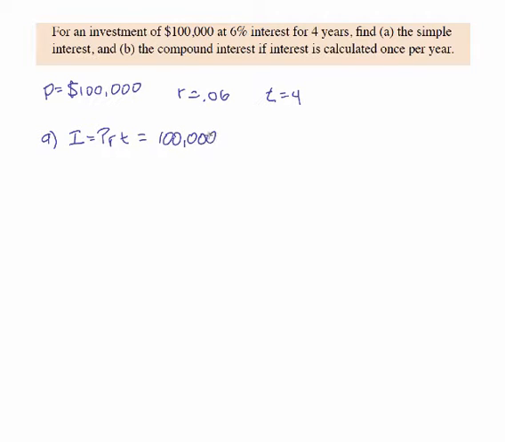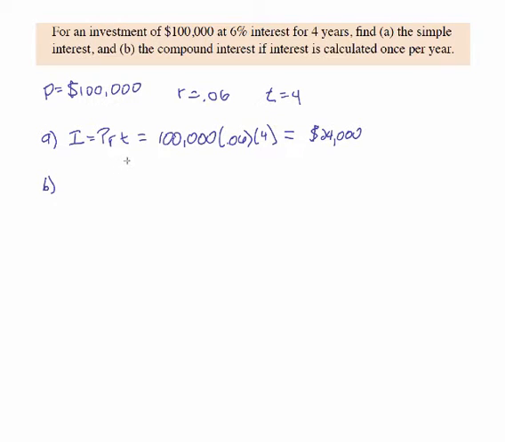So P is 100,000, R is 0.06, T is 4, and now I just have a calculator exercise. I multiply those three numbers together, and I get an amount of $24,000. That's how much interest is drawn by the simple interest investment.